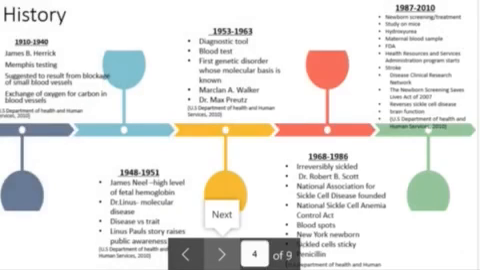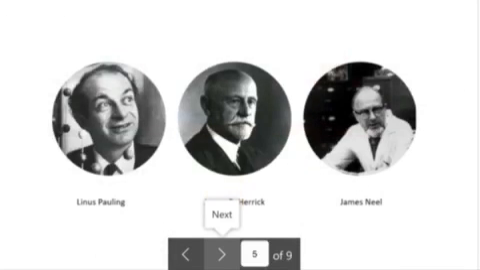In 1998, the FDA approved hydroxyurea for sickle cell disease treatment in adults. In 2002, the Health Resources and Services Administration program started. Here are pictures of Linus Pauling, James Neel, and James B. Herrick.